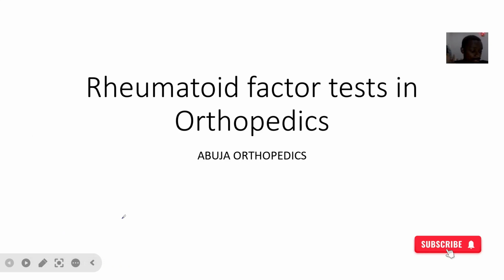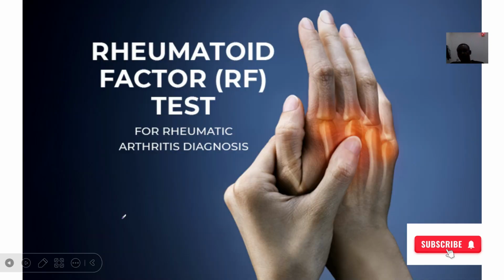Now we'll move to the next topic, which is known as rheumatoid factor. We'll talk about what rheumatoid factor is, and also when you actually need to do a test for rheumatoid factor. The rheumatoid factor test, of course, is used to diagnose inflammatory conditions of the joints.